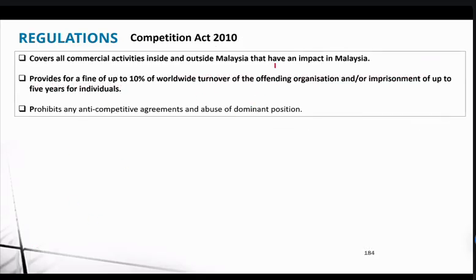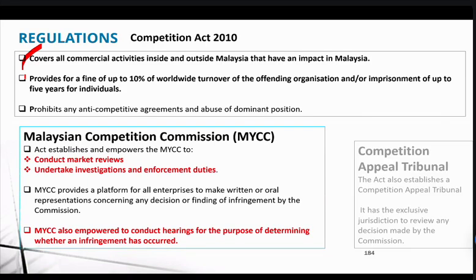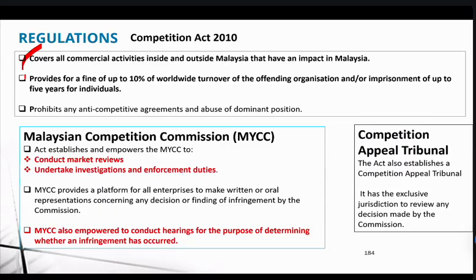Now here, I'm skipping the FIC. For the Competition Act, this one will be an exam topic. It covers all commercial activities inside and outside Malaysia, and provides a fine of up to 10% of worldwide turnover. I'll send you a real-life exam question that came up.